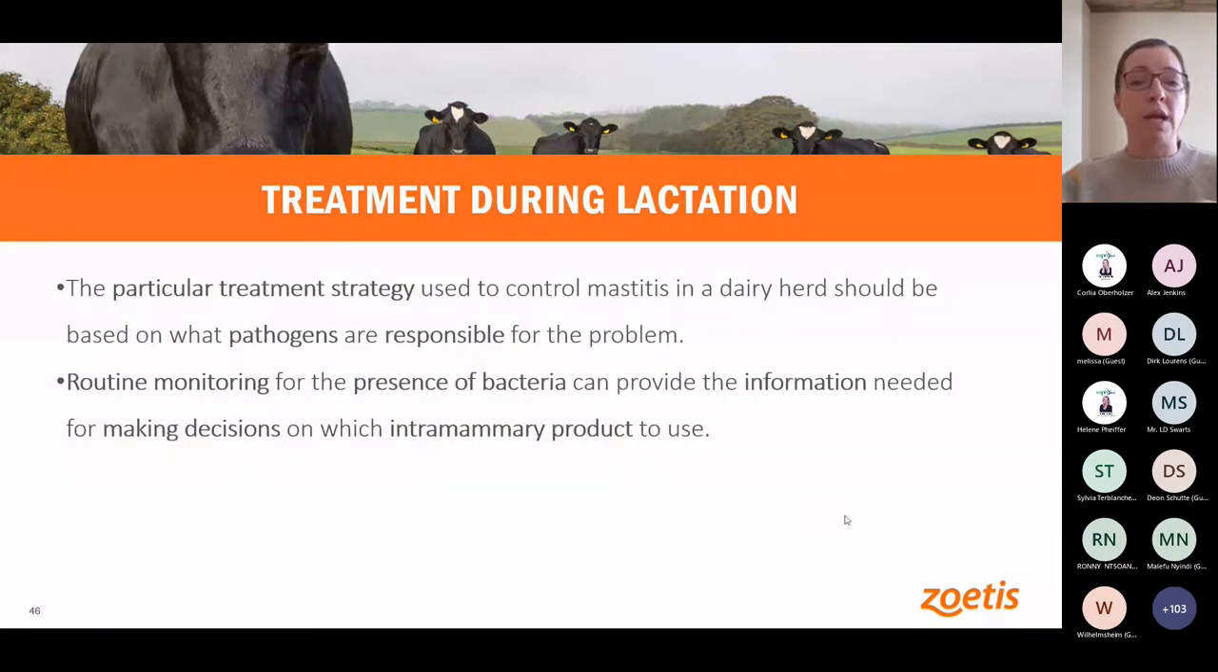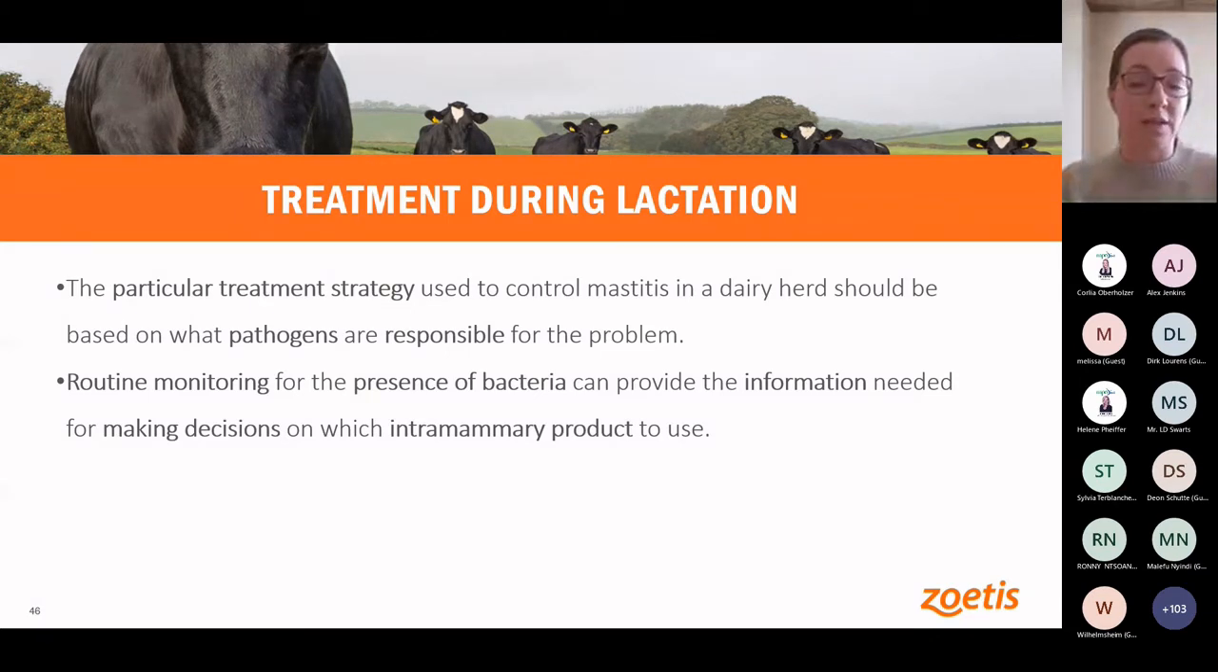Right, so the veterinarian here plays a massively important role. And I think it's very important for a dairy farmer to have a very good relationship with their vet. Here the vet will look at the treatment strategy based on the pathogens that are responsible for the problem, right? They will also look at the history on the farm. They will look at the culture results. There's a whole lot of information that the veterinarian will look at before they make the decision on which intramammary product to use. All right.